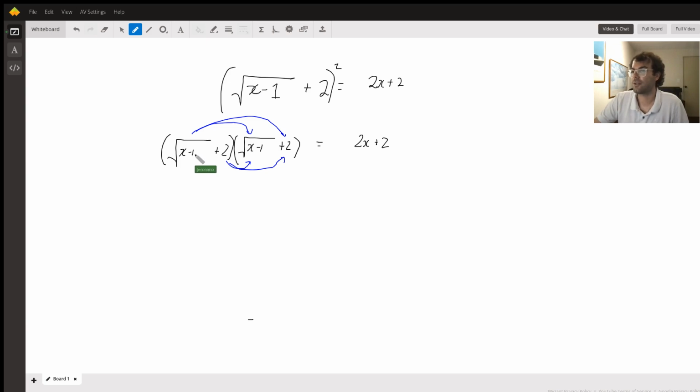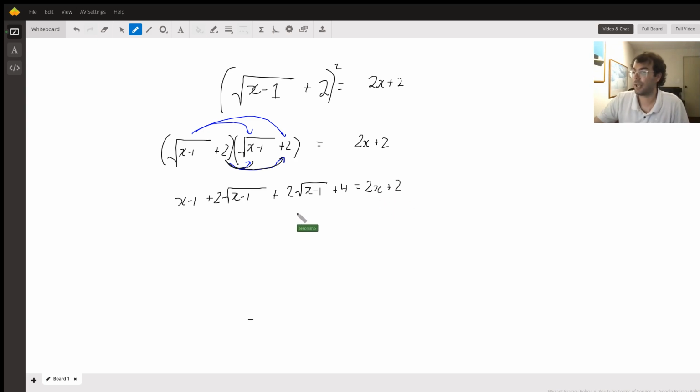So first, the square root of x minus 1 times the square root of x minus 1 is just x minus 1. Then we get the square root of x minus 1 times 2, which is just plus 2 times the square root of x minus 1. Then we get again the same here, 2 times the square root of x minus 1. And finally, we get 2 times 2, which is 4, if I recall correctly. And all this is equal to 2x plus 2.